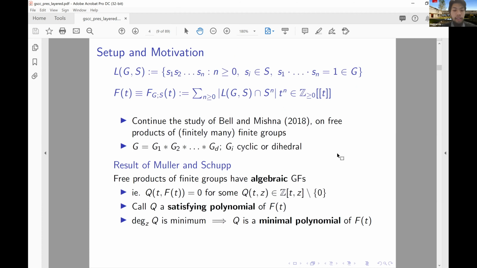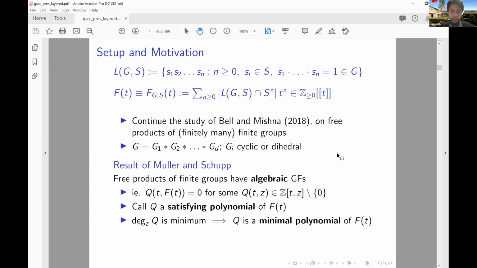So what we're going to do is continue the study of Bell and Mishna, with Dr. Mishna being my advisor. We're going to study the specific case of a free product of finitely many finite groups. We're also going to restrict to the case where each of our free factors is cyclic or dihedral.